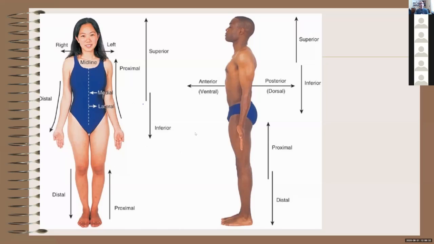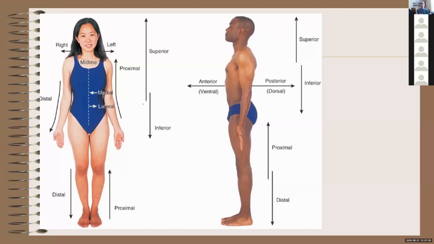But now an easier set of terms to remember is these two, anterior and posterior. Something that is towards the front of a body is known as anterior. Something that is towards the back of the body is known as posterior. I like to think of the word post, being it is behind, it's after something, posterior, and then anterior, before.